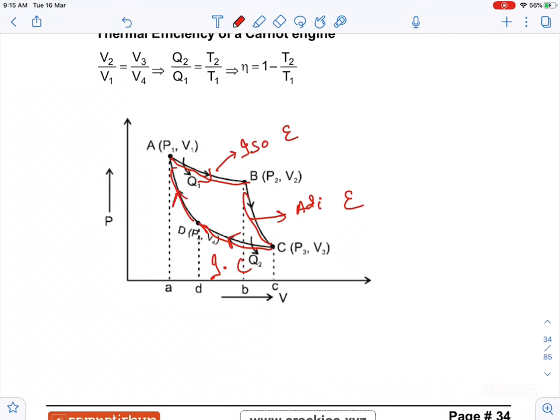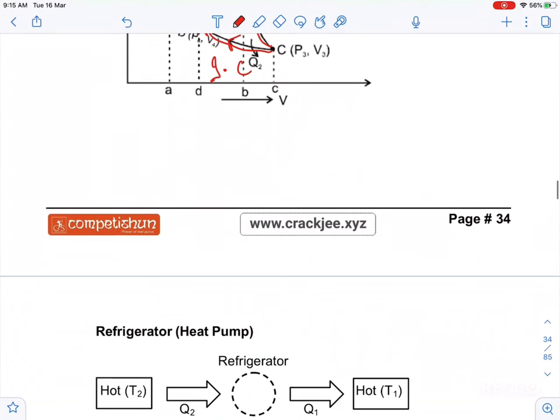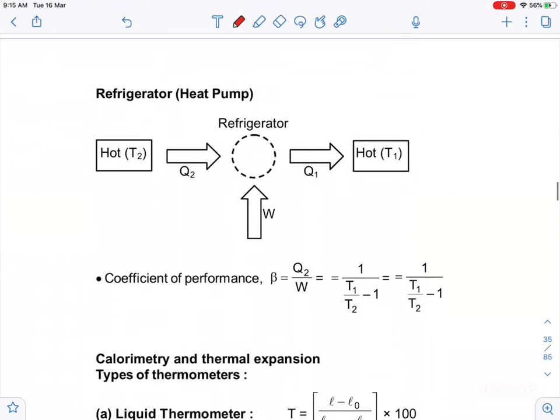This is isothermal compression. This is adiabatic compression. So I can use this relation, efficiency is equal to 1 minus T2 by T1 for this to calculate. Refrigeration, you have to calculate coefficient of performance beta, which is nothing but, guys, Q2 by W. Q2 is nothing but actually 1.